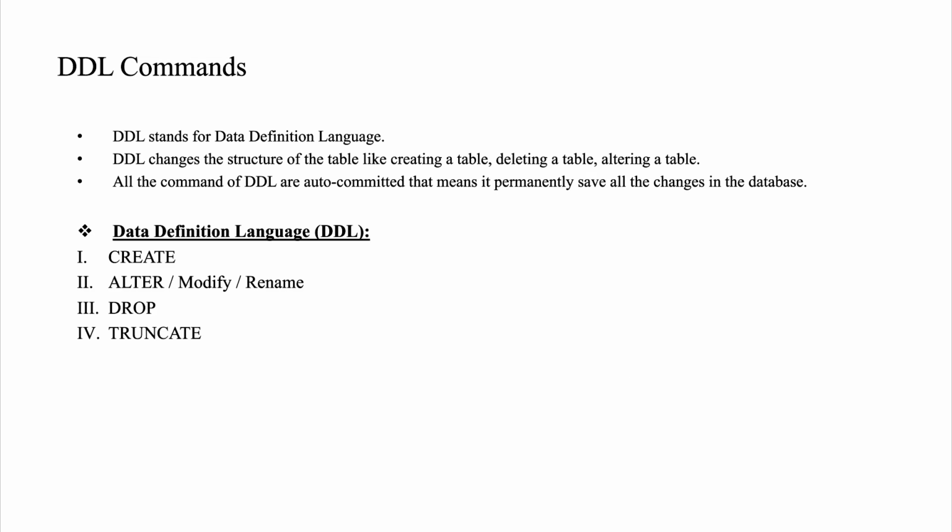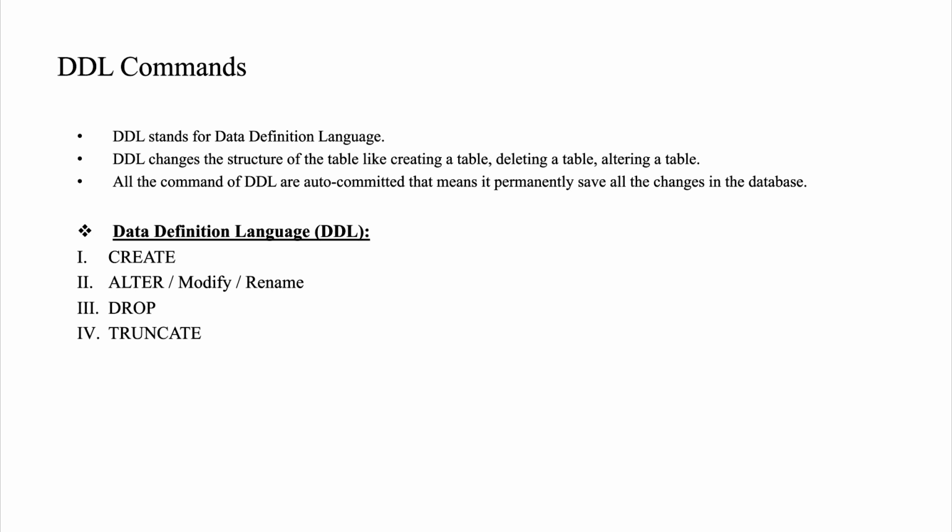So the first one is Data Definition Language. DDL stands for Data Definition Language. DDL changes the structure of the table, like creating a table, deleting a table or altering a table. All the commands of DDL are auto committed. That means it permanently saves all the changes in the database.